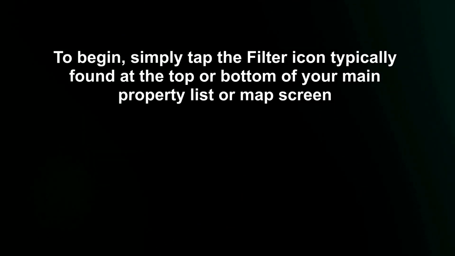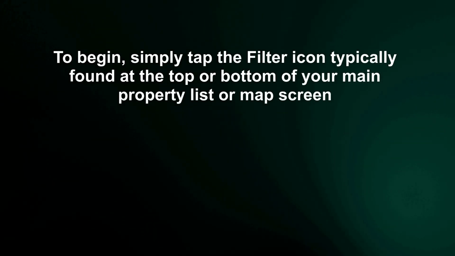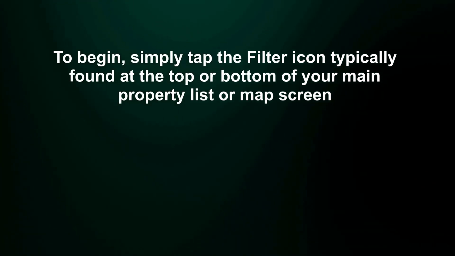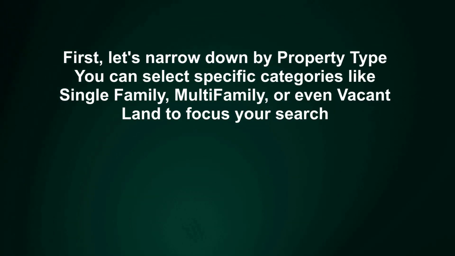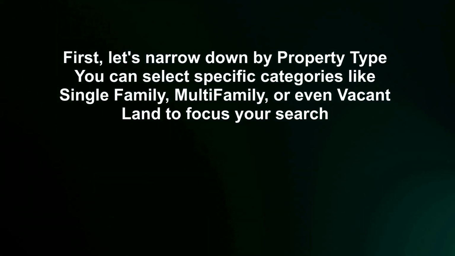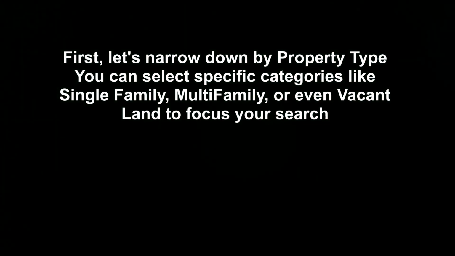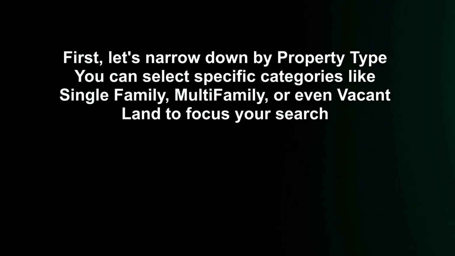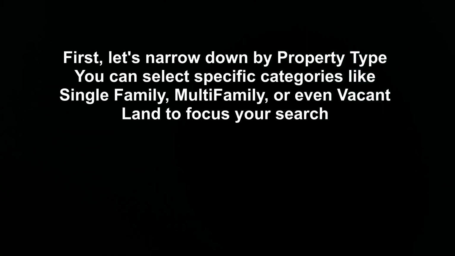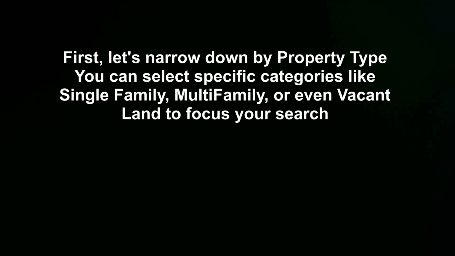To begin, simply tap the filter icon typically found at the top or bottom of your main property list or map screen. First, let's narrow down by property type. You can select specific categories like single-family, multifamily, or even vacant land to focus your search.